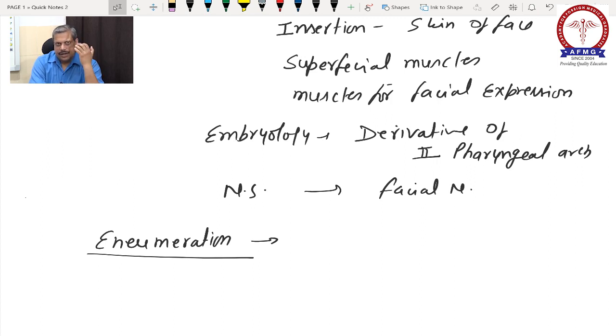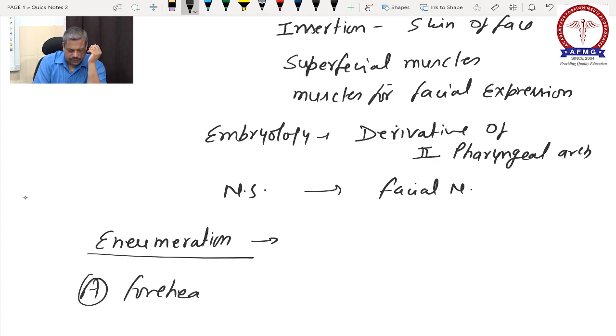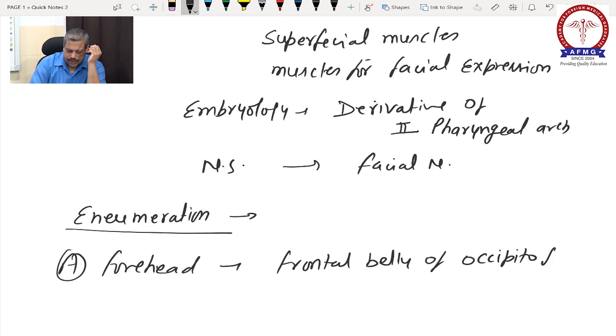This face is further divided into regions, like the forehead. First, what muscles are present in the region of the forehead? Here it is the frontal belly of occipitofrontalis muscle. This frontal belly is part of the scalp as well as the face, because the forehead region is present in the scalp as well as the face. The demarcation line is the hairline, an inconstant feature. So the frontal belly of occipitofrontalis is present in the forehead.